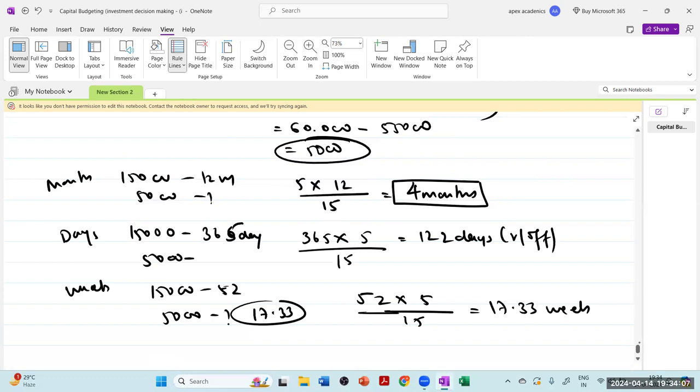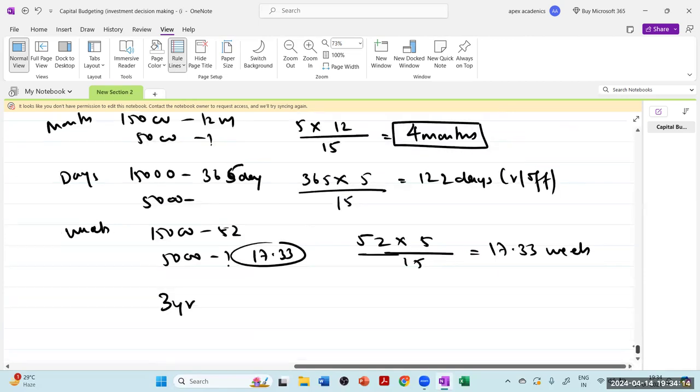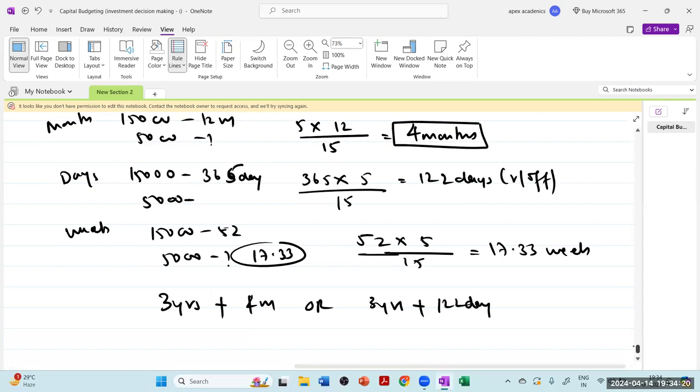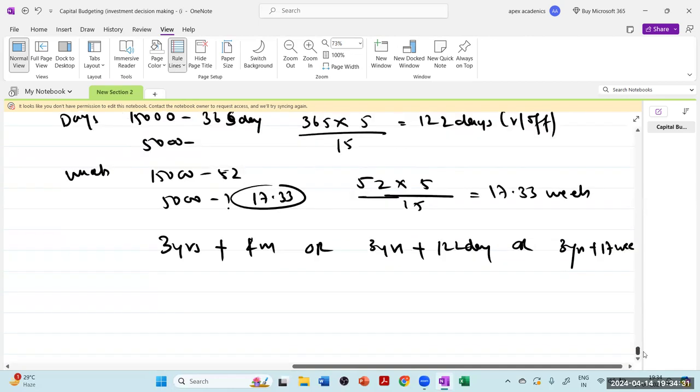So 4 months wanted to do this, but 3 years plus 4 months. Always remember that. So 3 years plus 4 months or 3 years plus 122 days or 3 years plus 17 weeks. So this is how it is. So 4 months is how many years? 4 divided by 12, right?